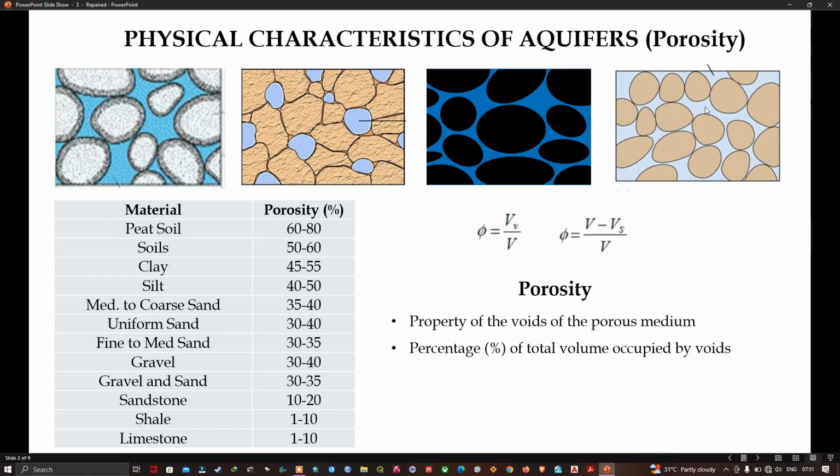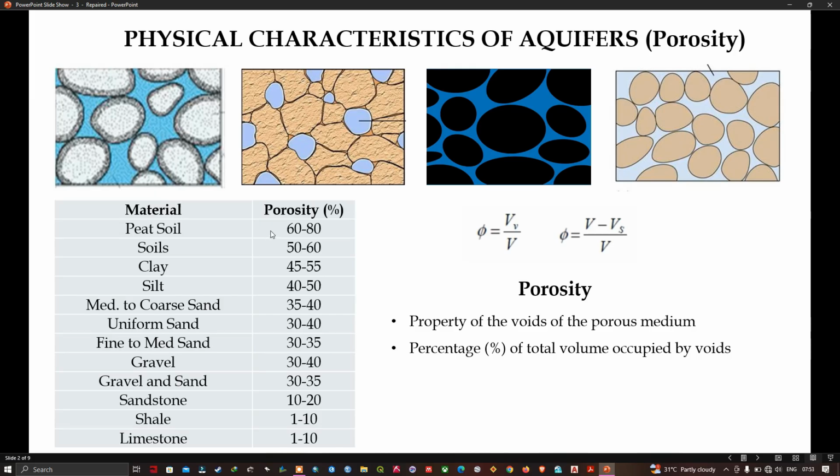Phi equals the ratio between the void divided by the total volume. So the porosity is actually the ratio between the void and the total volume. Or we can consider the porosity as phi equals the total volume minus the volume of soil, divided by the total volume. From this table, we have some examples of the porosity you can find here.